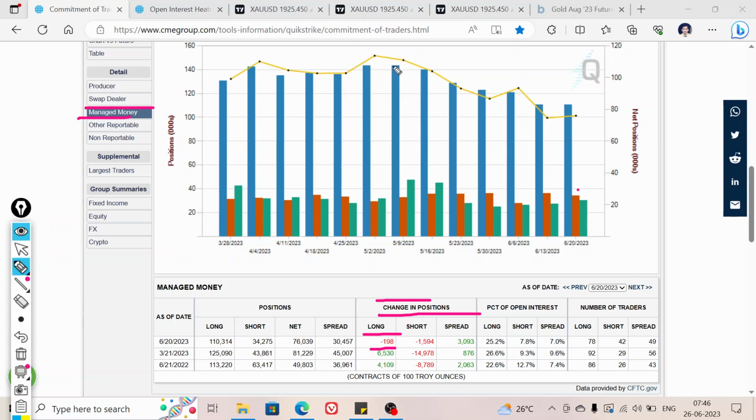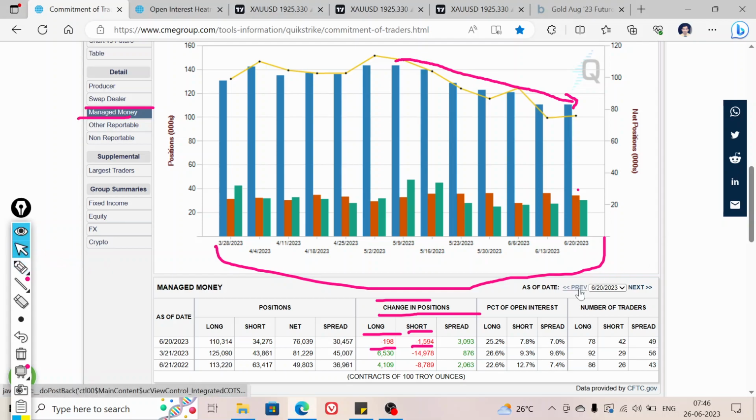As you can see in this range, this is the 3 month data, and you can clearly see that they are still covering their long positions and they are not bullish on gold till now as per this data. And if you remember in the previous COT report, they added positions in the short, but this time they covered some short positions. This is the previous COT report, this one.